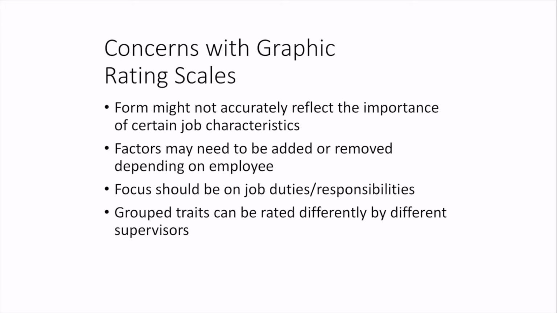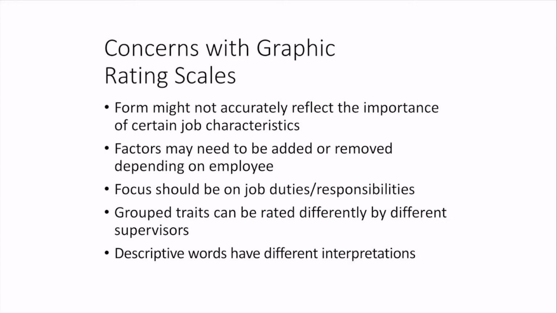And group traits can be rated differently by different supervisors. So you have multiple raters that can take a look at you as well. And descriptive words have different interpretations. Is dependable, what does that mean? Dependable can be interpreted in many different ways. Communicates well. Well with who? Do you communicate well with your peers or with your superiors or subordinates or whatever? So some of these words are subjective.